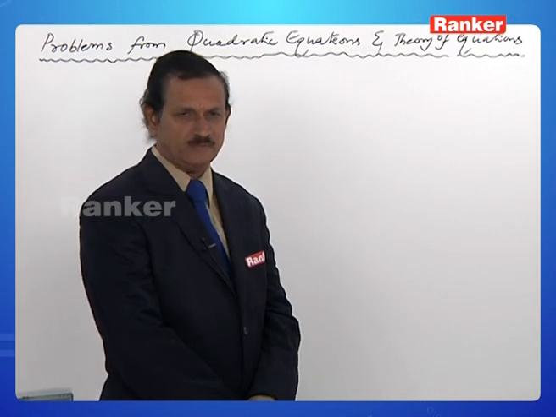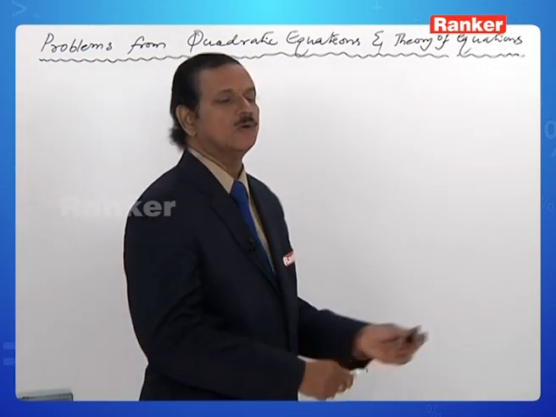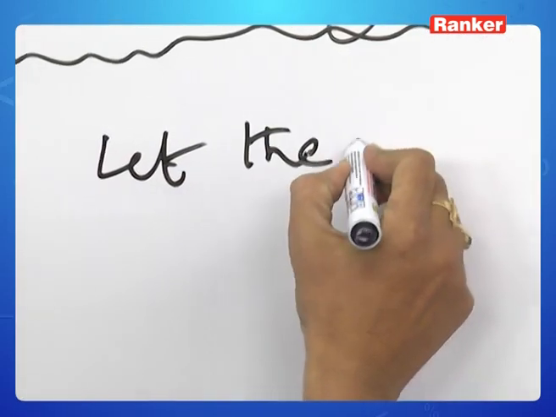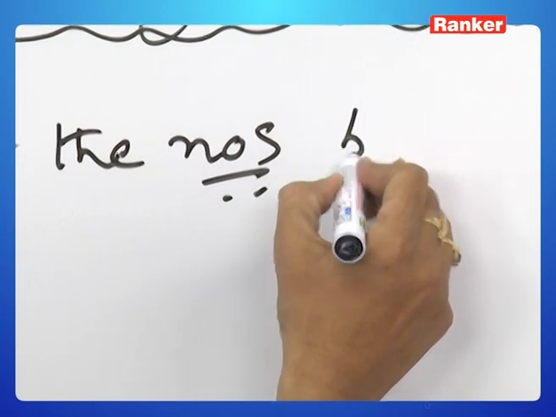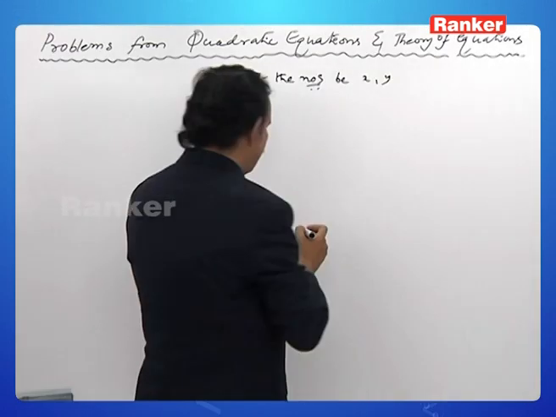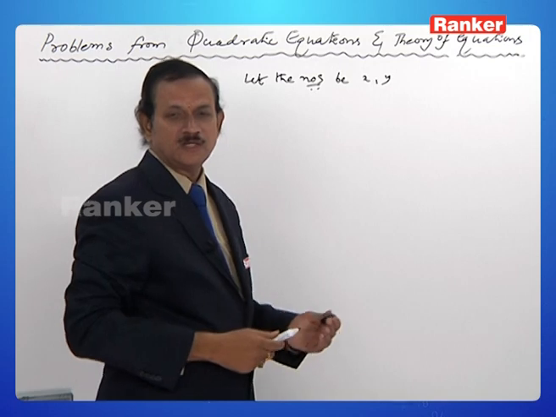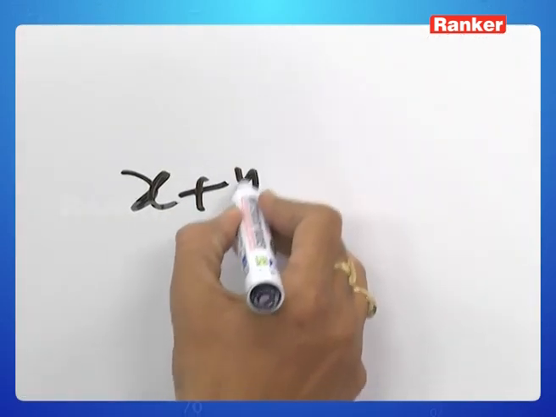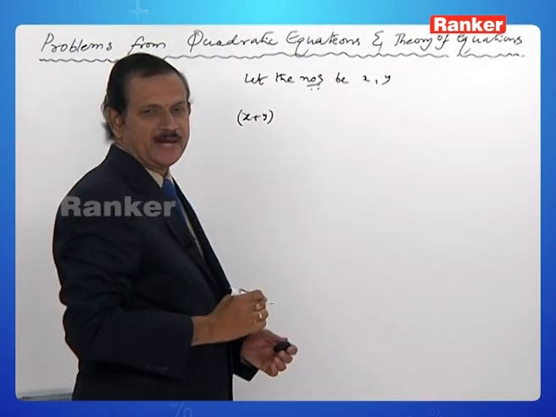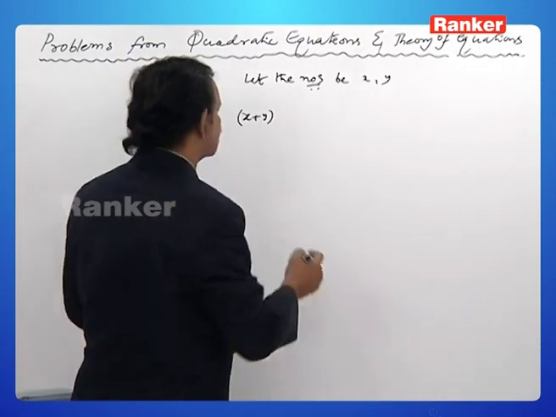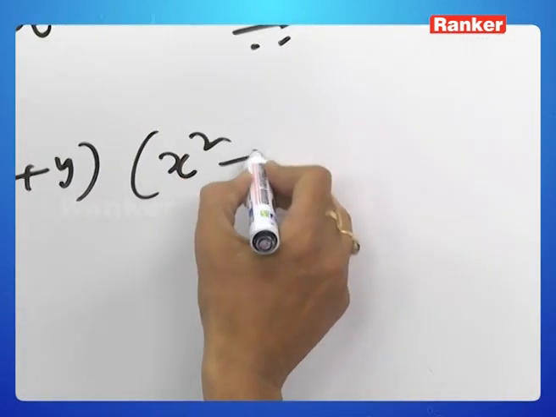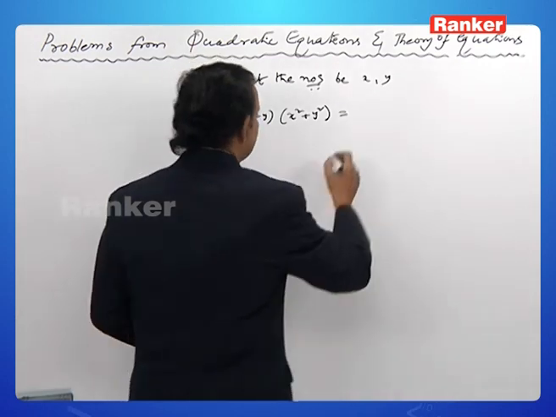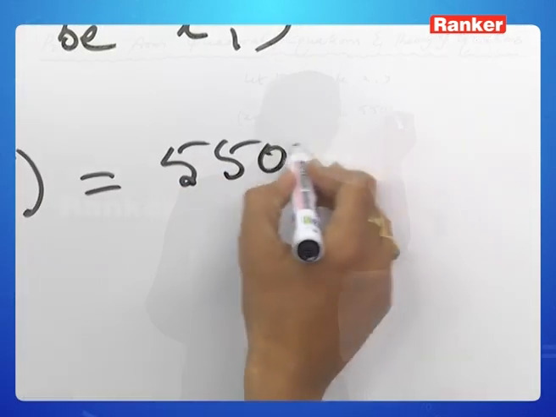Let us study the problem once again. There are two numbers. Let the numbers be x and y. Let us follow the sentence very carefully. Their sum, that is x plus y, multiplied by the sum of their squares, that is x square plus y square, is equal to 5500.